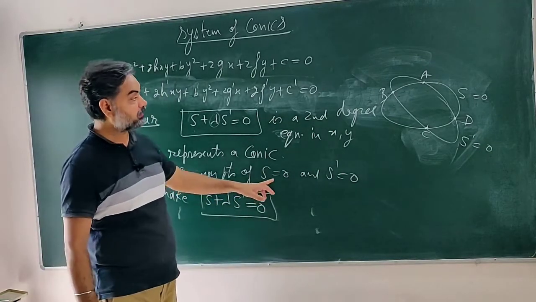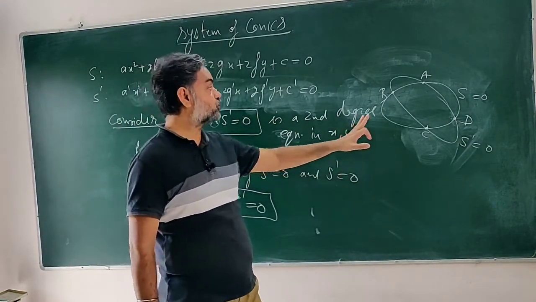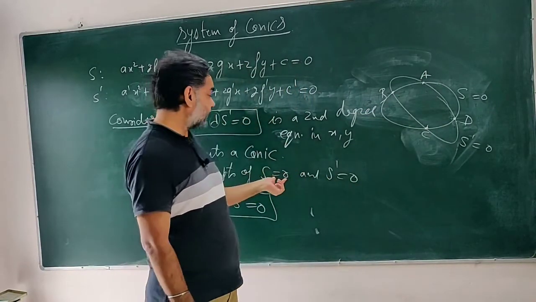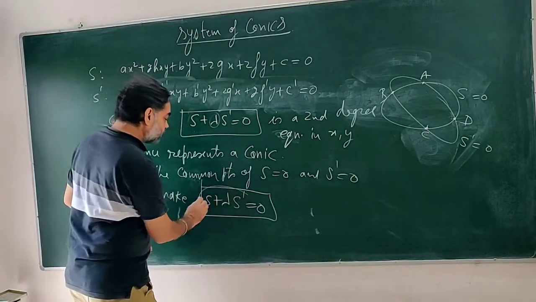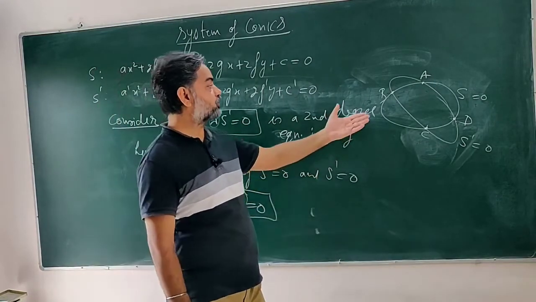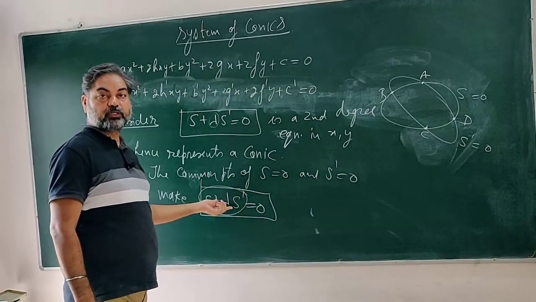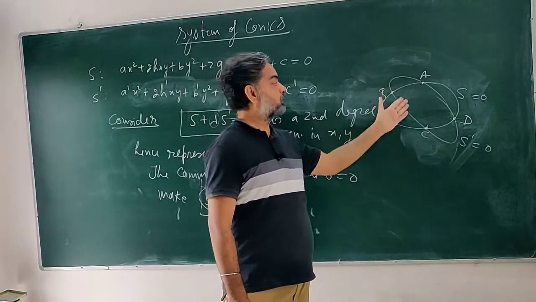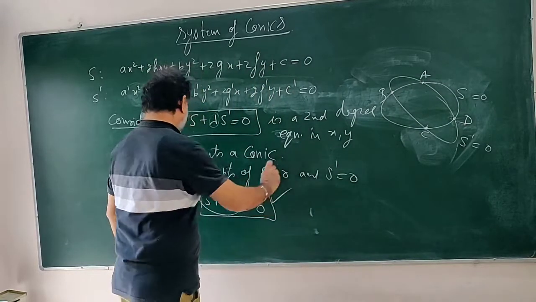Those points which satisfy S equal to 0 and those points which satisfy S dash equal to 0, that means those points which lie on S as well as on S dash. All those points which make S equal to 0 and which make S dash equal to 0, all those points make S plus lambda S dash also equal to 0. So that means all those points which are common to S and S dash lie on this conic. So this is the equation of any conic which passes through the point of intersection of the conic S and S dash.